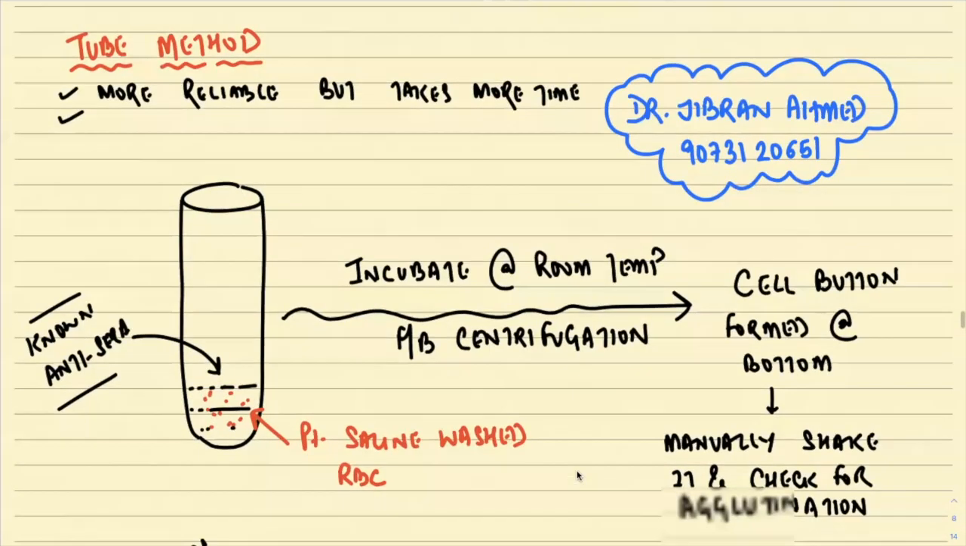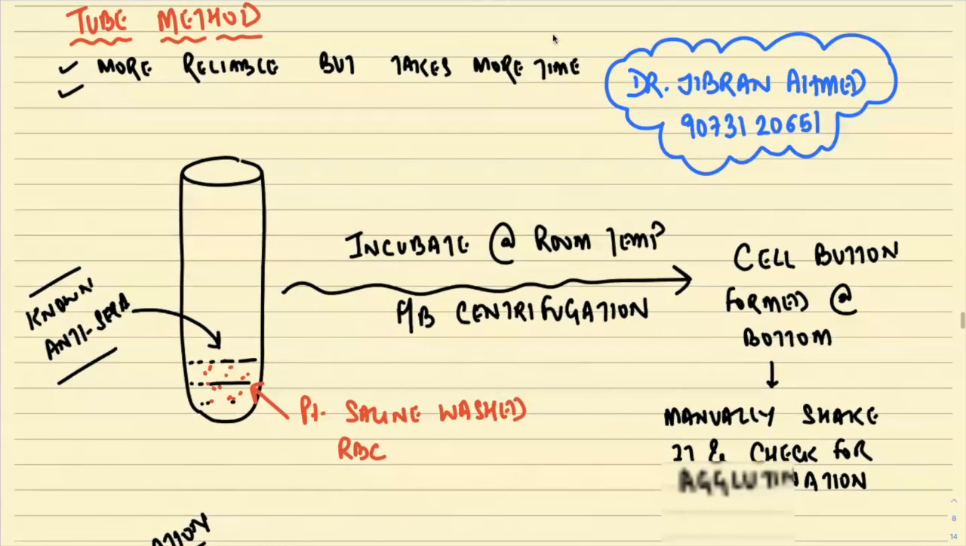Coming to the next method, that is the tube method. If we see, it is far more reliable. The tube method of testing is far more reliable, but it takes little bit more time. So in the tube method, what we are doing, see, in all of them, we are doing forward grouping only. We are trying to see the antigens which are present on the RBC surface.